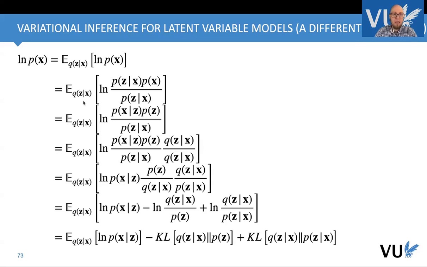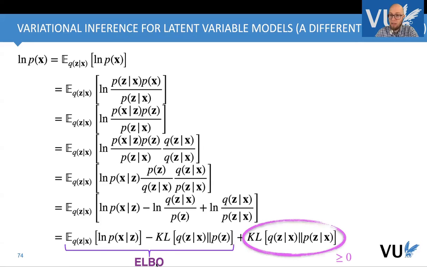The point is that through all this derivation, we have equalities, right? But we notice that this is the reconstruction error. This is something that we call the regularization, right? So this is exactly the ELBO, right? And so how do we get the lower bound? Well, the property of the Kullback-Leibler is that it will never be negative. So it will always be higher than or equal to 0, and equal to 0 if these two distributions are the same, okay?